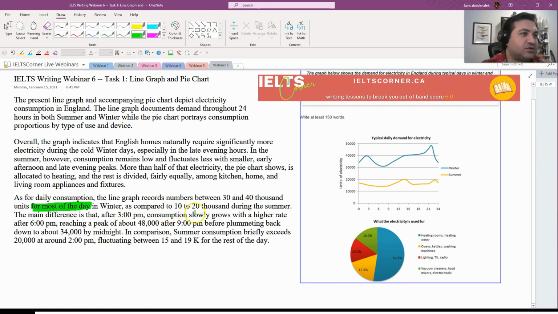As compared to 10 to 20,000 during the summer. 10 to 20,000 during the summer doesn't need that most of the day exception, because as you can see, it is very clear that it doesn't go above 20,000. It hits 20,000, doesn't go above. Okay, and I have kept it like this.